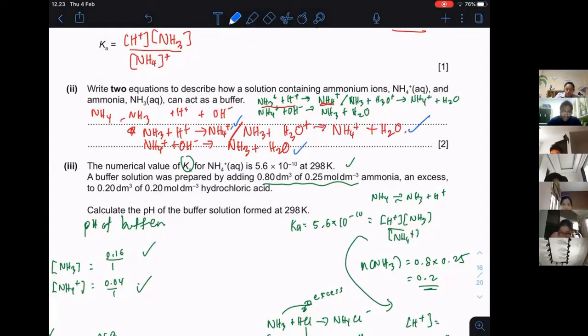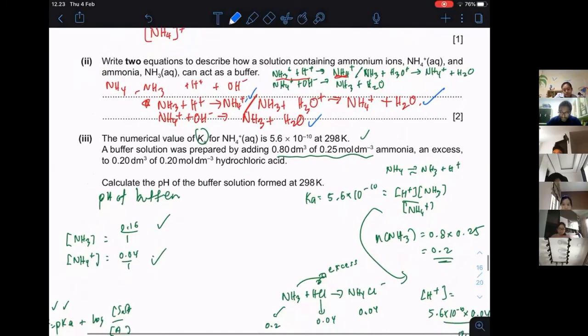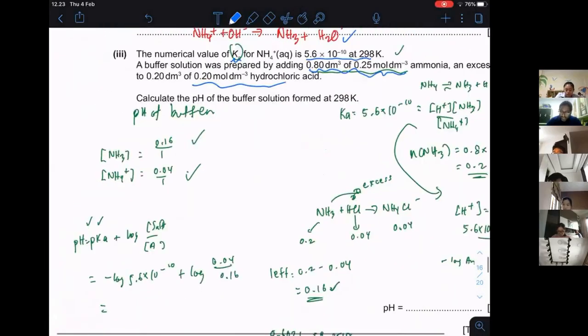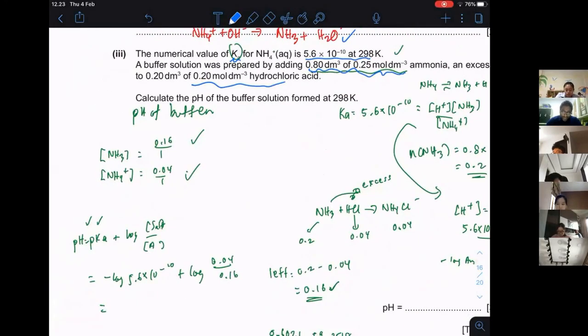Now, the numerical value of Ka, this is very interesting as well. The numerical value of Ka is given. A buffer solution was prepared using ammonia and excess hydrochloric acid. So we need to calculate the pH of the buffer. In order to calculate the pH of a buffer, we use this formula. Please remember this formula: pH equals pKa plus log salt divided by acid.